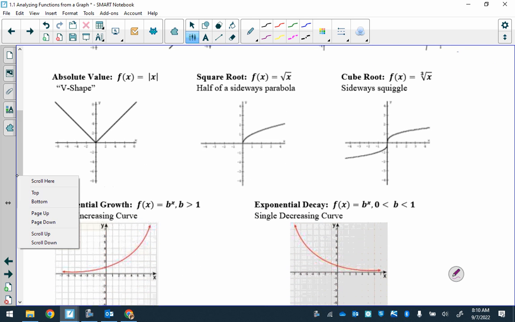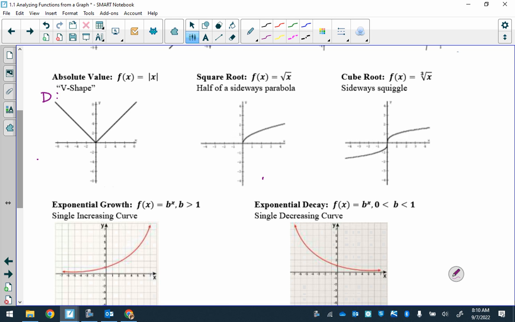All right, then we have our absolute value, which is V-shaped. Then we have the square root, which is half of the parabola because we can't have the negatives. Then we have the cube root, which is always the sideways squiggle. So what would be the domain of the absolute value? Excellent. For a basic square root function, what would the domain be? Brad? Excellent. And that has a bracket, 0 to infinity, because that is the smallest x value you could have.